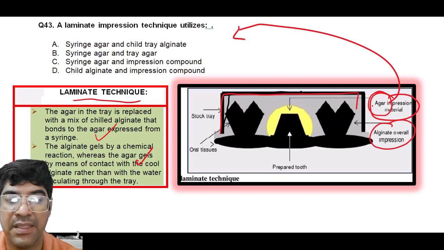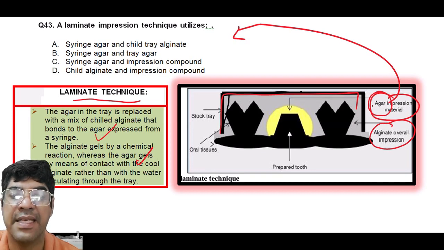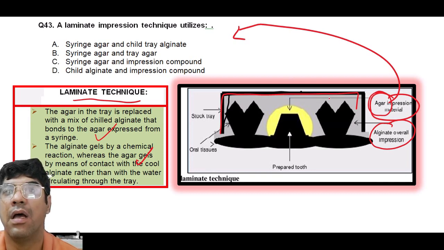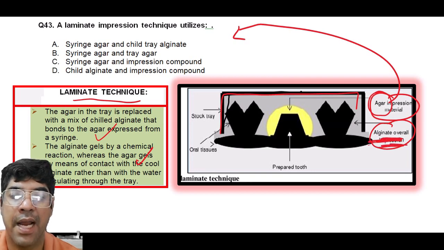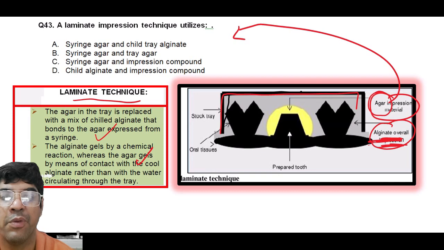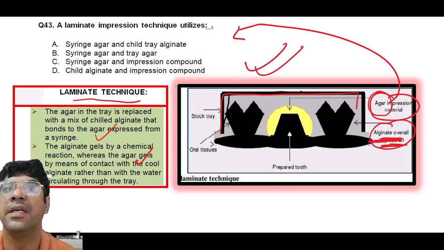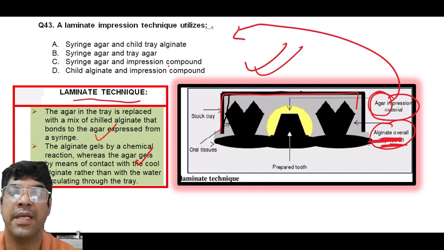The agar will gel by contact with the cooler alginate material. So once both agar and alginate have set, you have to remove the tray from the patient's mouth. So that is the laminate technique.